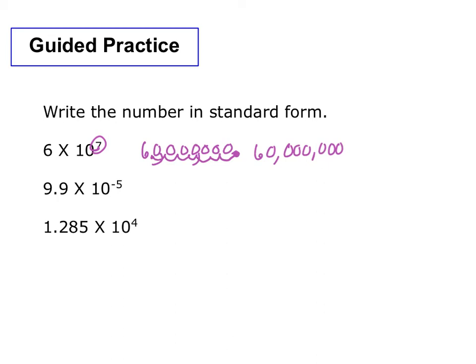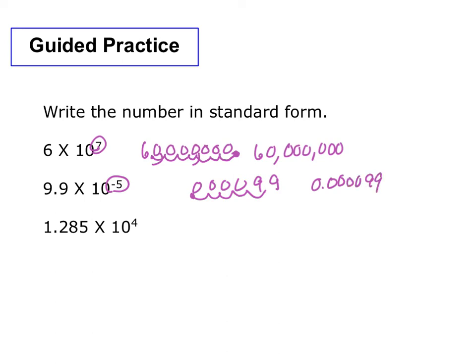Now for the next one, I have 9.9 times 10 to the negative 5th. Let me write my factor of 9.9 down. And I'm going to move my decimal point 5 places to the left. So I'm going to count 1, 2, 3, 4, 5, and I'll add my zeros as placeholders. And let's just rewrite it so we can see it a little bit better.